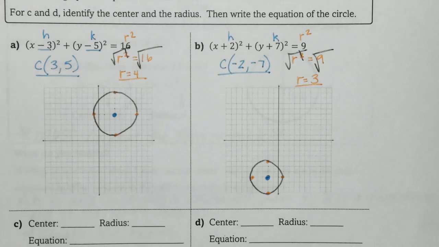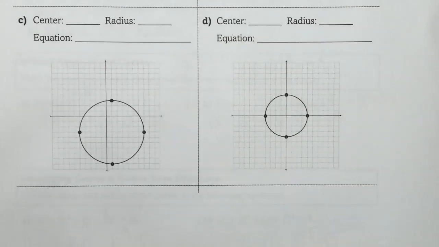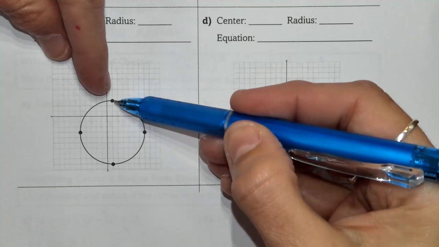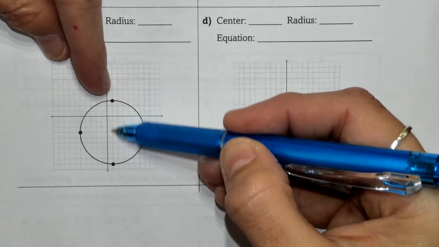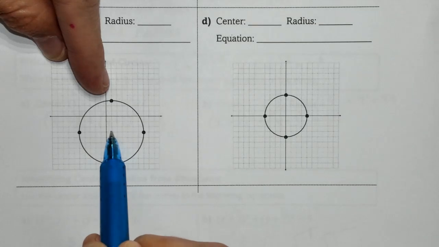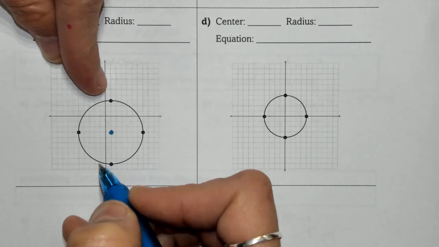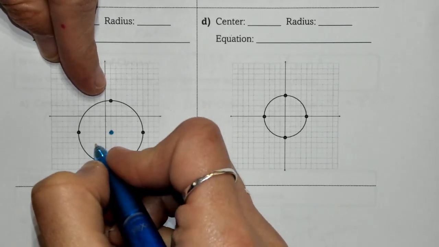I'm going to give you the circle. We are going to identify everything and then put it in the equation. So, finding the center. Best way to find the center is just figure out where everything lines up. So here's where the top and the bottom line up, and then figure out where it lines up with the left and right and find that center point. Okay? So here is your center.